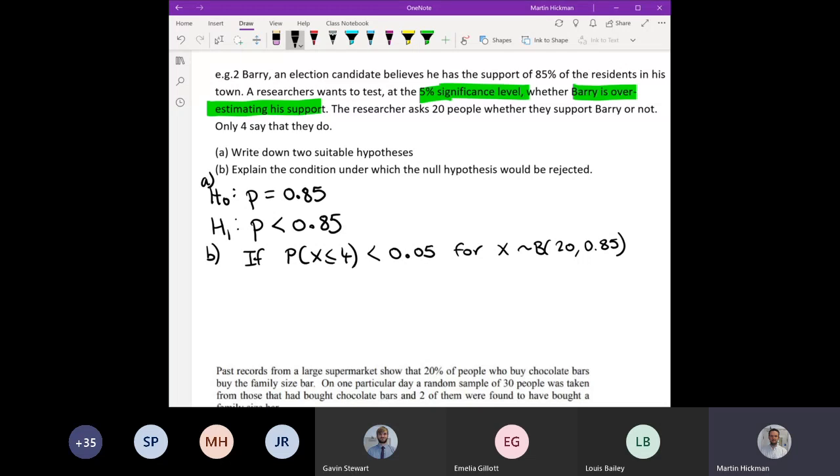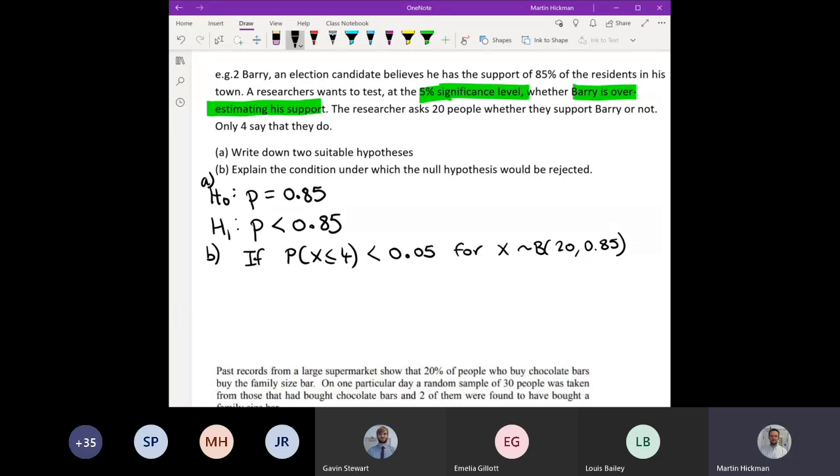You can probably tell just by thinking: if someone says 85% of people support me and only 4 out of 20 do, those numbers already jump out as suspicious. If you actually work it out on your calculator, it's something like 10 to the minus 10. So we would definitely be rejecting Barry's claim here.